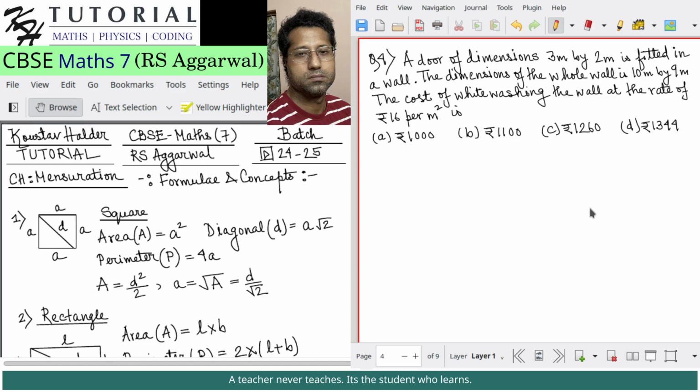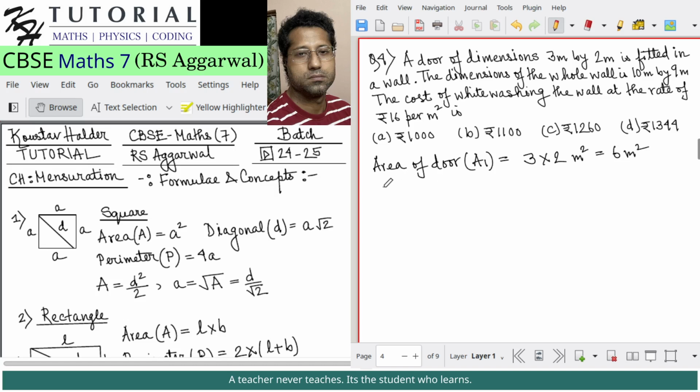So we have to find the net area of the wall that need to be painted, which is the area of the wall minus the area of the door. So let's see what is the area of door. Area of door, let's say it be A1 is equal to, the dimension of the door is given as 3 meter by 2 meter. So the area will be 3 meter by 2 meter, means length is 3 meter and width is 2 meter. So the area will be 3 multiplied by 2 meter square. This is 6 meter square.